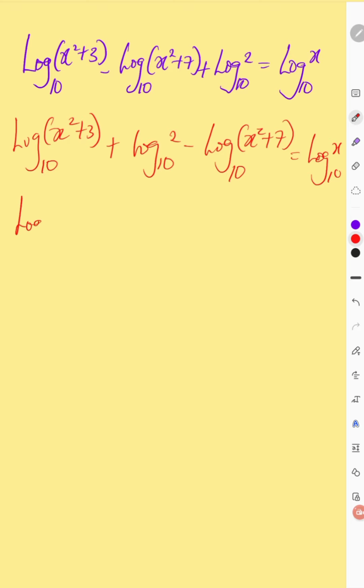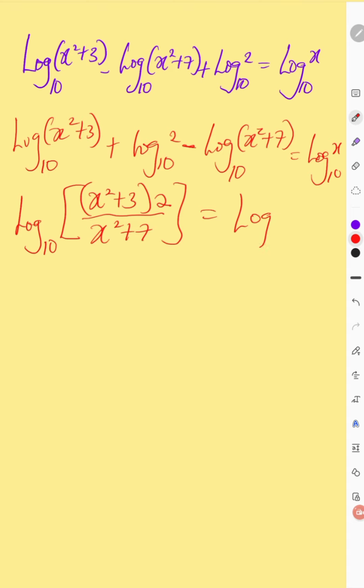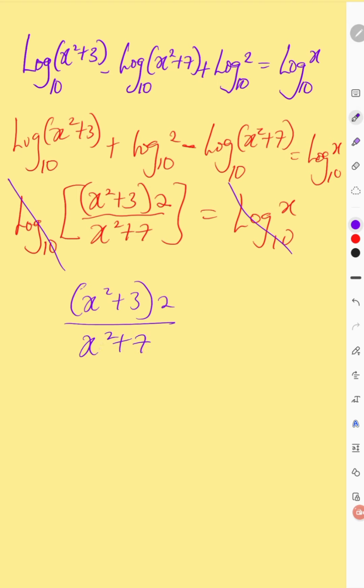So this can be written as the logarithm to base 10, which is common on the left-hand side, of x squared plus 3 multiplied by 2, because addition is multiplication. Then subtraction, we now turn to division by x squared plus 7. Everything is equal to logarithm of x to base 10. At this point, logarithm base 10 is common on both sides. You can cancel it out to have just x squared plus 3 multiplied by 2 over x squared plus 7 equal to x. This x can be written as x over 1.